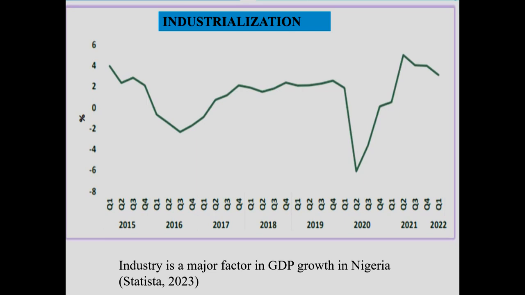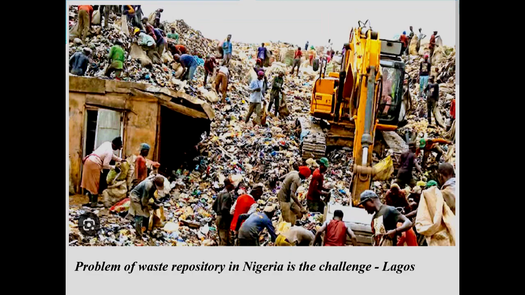The next factor is industrialization. As we all know, and from the data showing up here, industrialization is a major factor in GDP growth in almost every country. Nigeria is also not an exception. You will see the sharp drop there, due to some factors, but as we believe, industrialization is a general factor for GDP growth. This is typical of what you see in most African countries. This is Nigeria. You see a lot of waste, and the problem is where to put this waste.